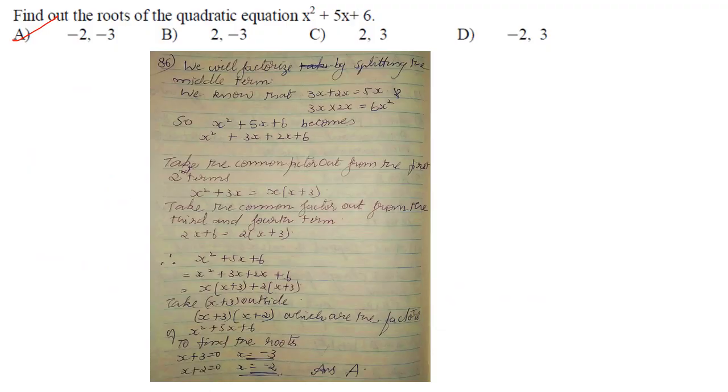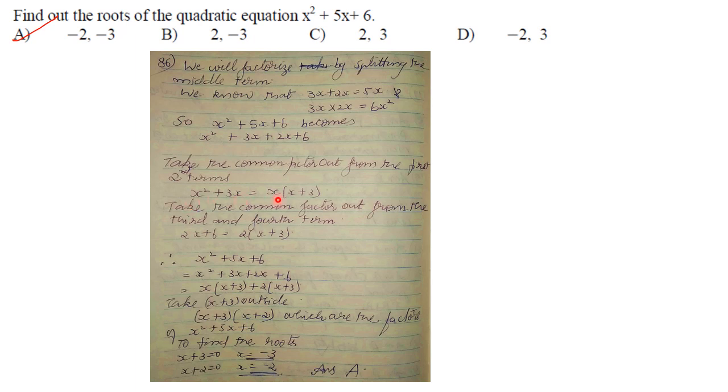Next one. Find out the roots of the quadratic equation x square plus 5x plus 6. So we will factorize by splitting the middle term. So 5x can be split into 3x plus 2x. That will give you 5x. And 3 into 2, it will give you 6. So it can be written as x square plus 3x plus 2x plus 6. Now take out the common factor from the first two terms. This is all your basic maths from school.